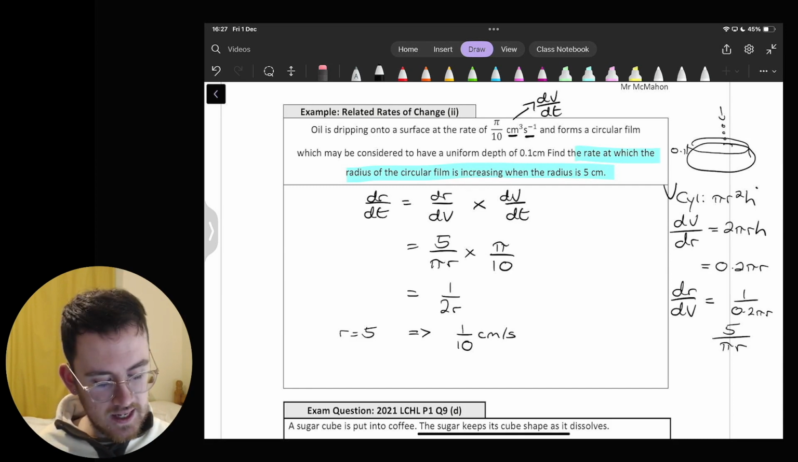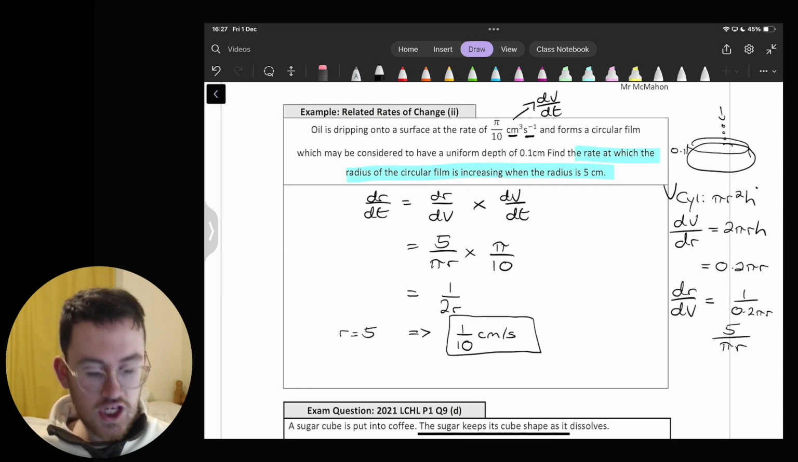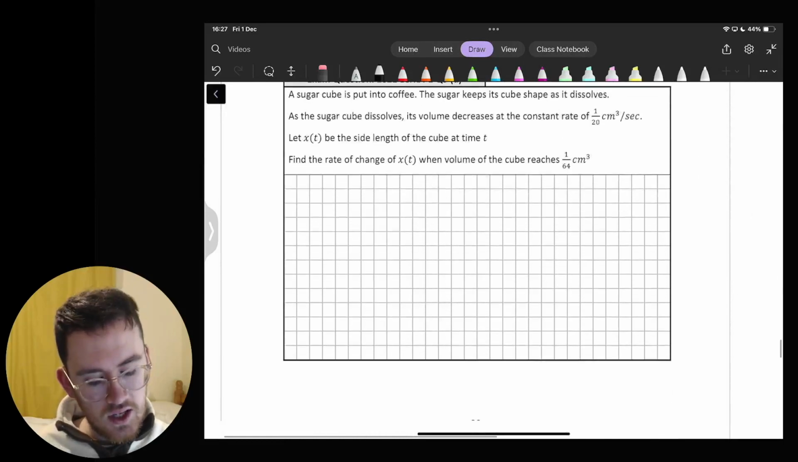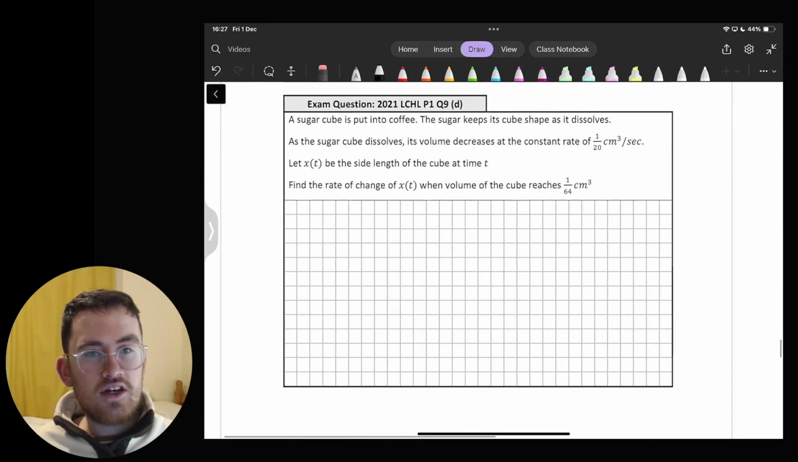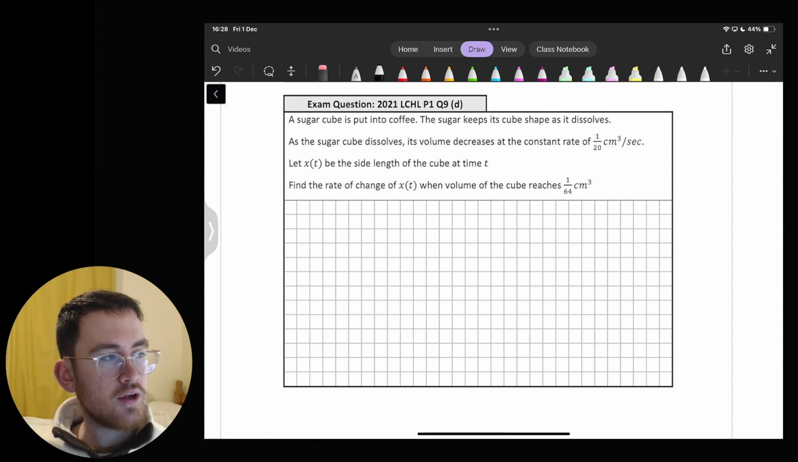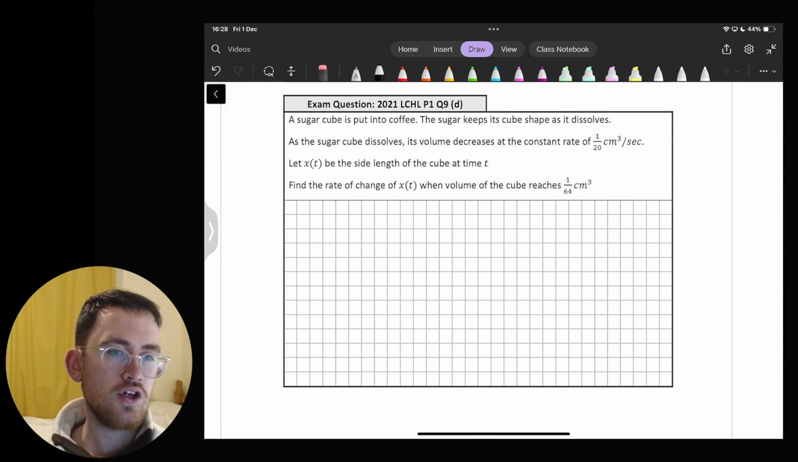Okay, same idea as the last one really. Again, just the shape may be different this time. So let's get into the exam questions here. Then we're starting with the sugar cube from 2021's paper. So a sugar cube is put into coffee. The sugar keeps its cube shape as it dissolves.